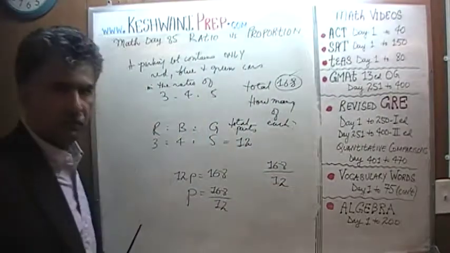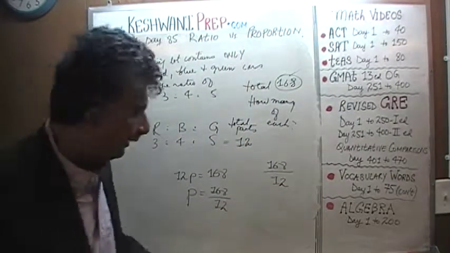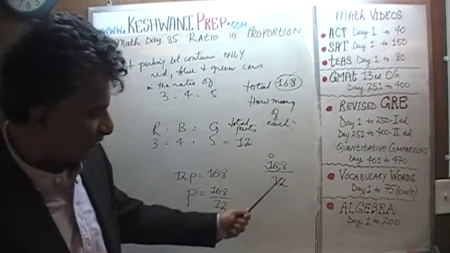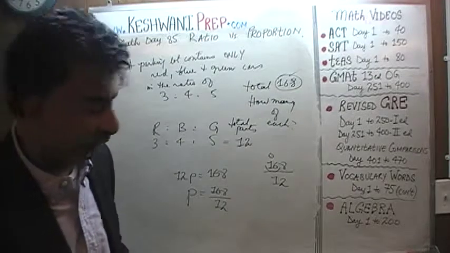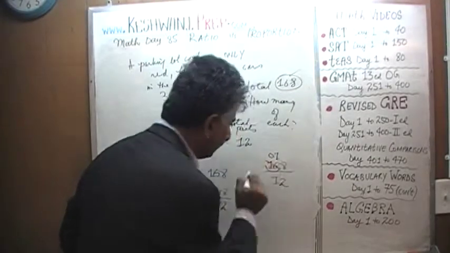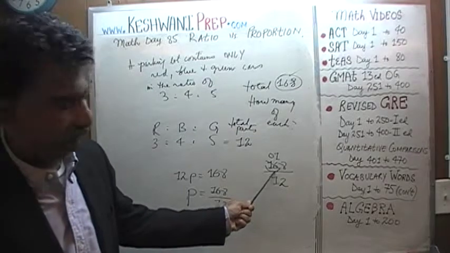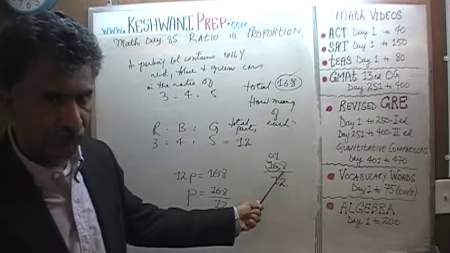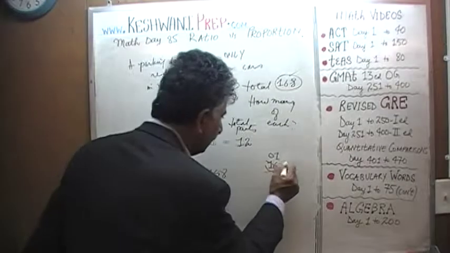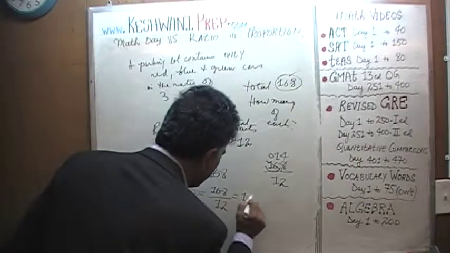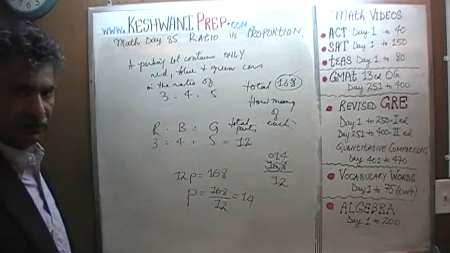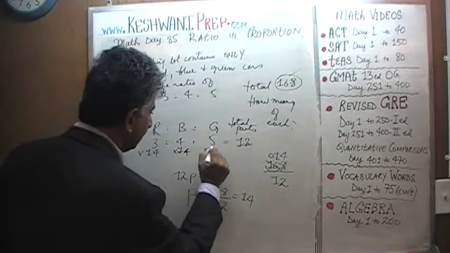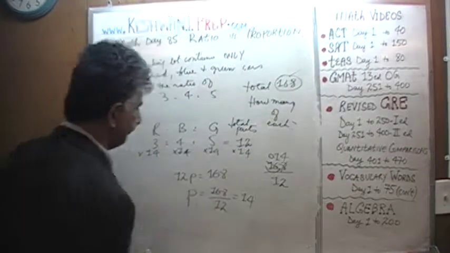How many 12s does 1 have? 1 has no 12. That one goes and joins the 6, becomes 16. How many 12s does 16 have? 16 has 1 12. The remaining 4 from the 16 goes and joins the 8 and becomes 48. How many 12s does 48 have? 48 has 4 12s. Very good. Each part is made up of 14 cars, so we multiply by 14 for each part.